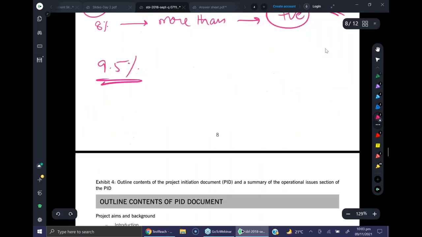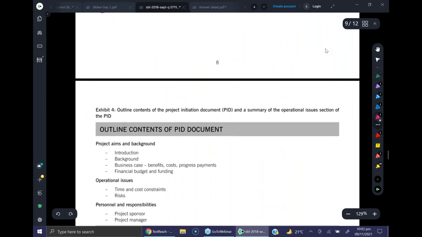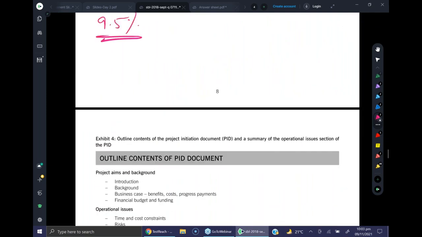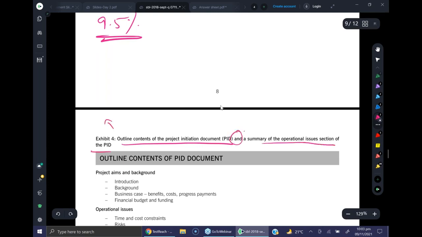Okay, guys. Exhibit 4. Exhibit 4 is the outline contents of the project initiation document and a summary of operational issues. Does this ring a bell? Which requirement? Can everyone tell me? It's also an important part of reading the case study, to figure out which exhibit belongs to which requirement. Sometimes one exhibit has information for multiple requirements, sometimes it's relevant to only one requirement. So this one looks like what? Okay, more answers are welcome.